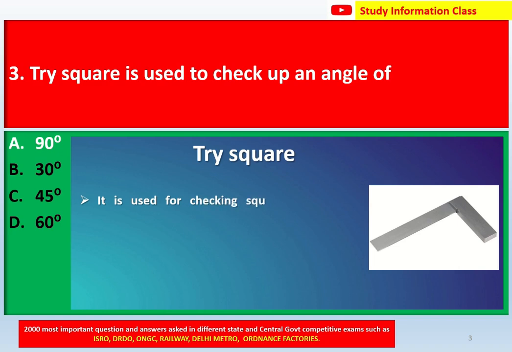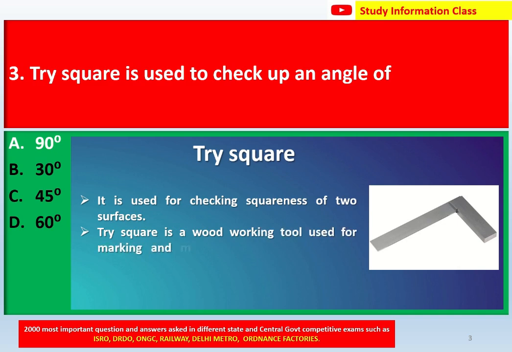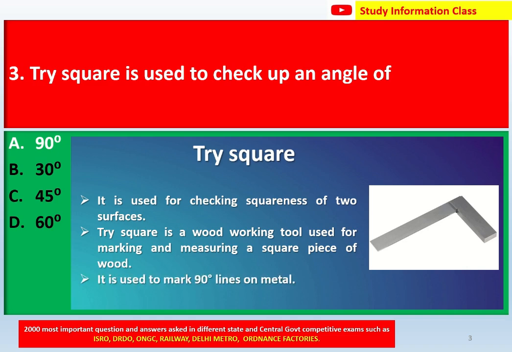So the tri-square is used for checking the squareness of two surfaces. A tri-square is a woodworking tool used for marking and measuring a square piece of wood. It is used to mark 90-degree lines on metal. So tri-square is used to check up an angle of 90 degree.